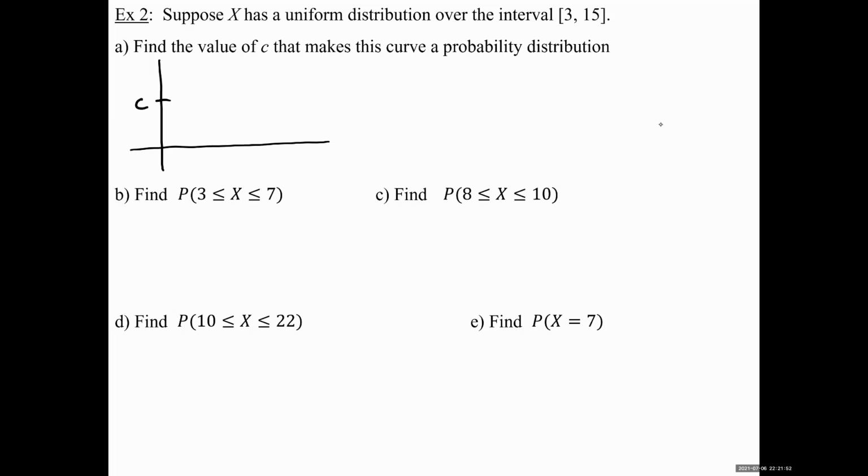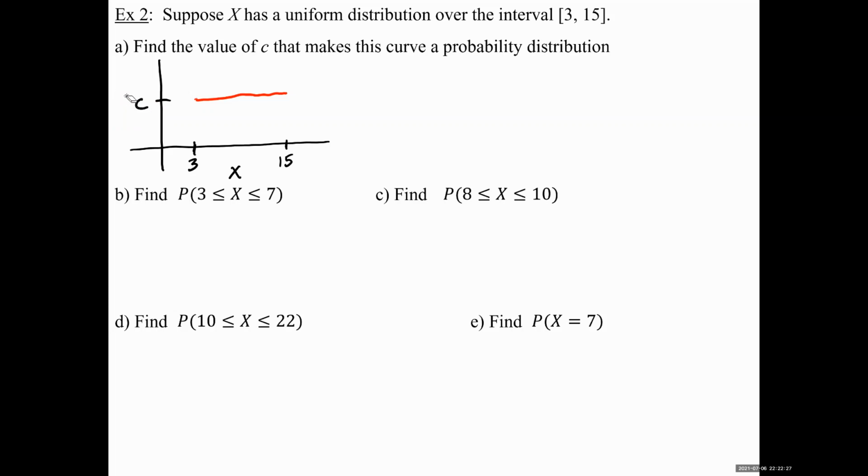The uniform distribution, it says over the numbers 3 to 15. So I'll put the number 3 here, put the number 15 here, put x somewhere in the middle here. Then you draw a horizontal line starting at 3, ending at 15. Try to make it look like a line. Mine didn't look like a line there. Okay, we'll get it. Whatever, close enough. Horizontal line starts at 3, ends at 15. It has to have height c. So c stands for the height.